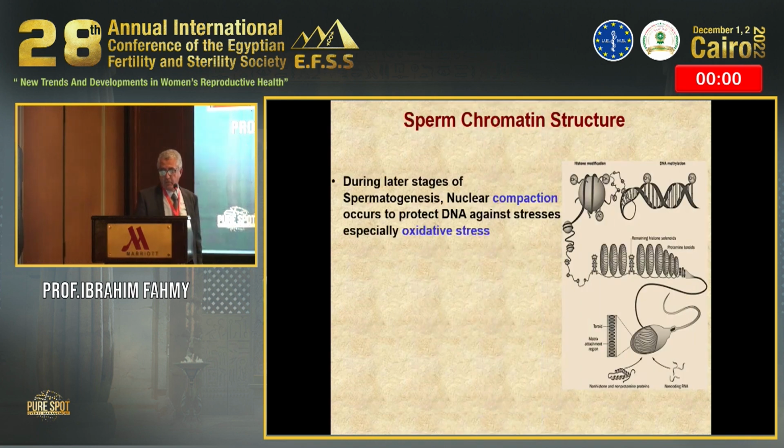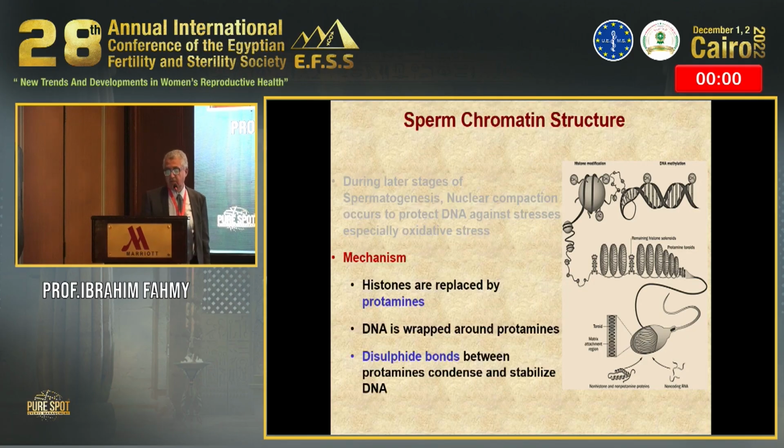We know that in the sperm chromatin structure, during later stages of spermatogenesis, nuclear compaction occurs to protect the DNA against stresses, especially oxidative stresses that will face the sperm during its journey from the epididymis to the oocyte. The mechanism by which the chromatin is condensed is that the histones are replaced by protamines, and DNA is wrapped around the protamines, and then the disulfide bonds between the protamines condense and stabilize the DNA.